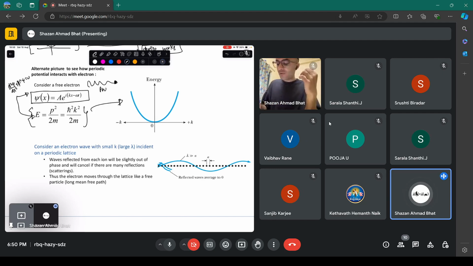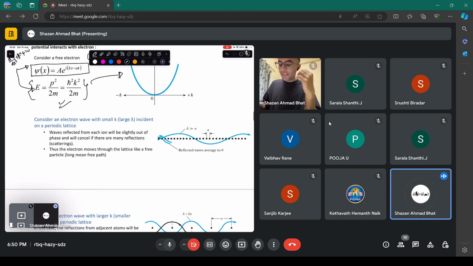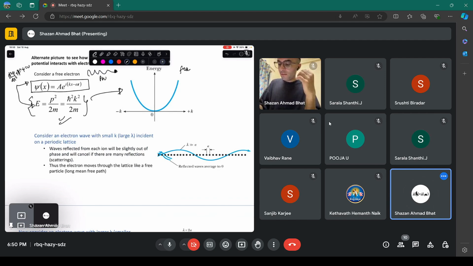So an electron has all of the accepted states. There are many continuous states present over this parabola, which is the energy versus k. The electron can have any of these states. It's a continuous parabola. There is no discretization in this parabola. This is for a free particle, not in any potential.